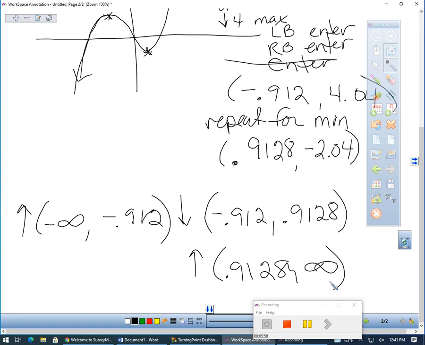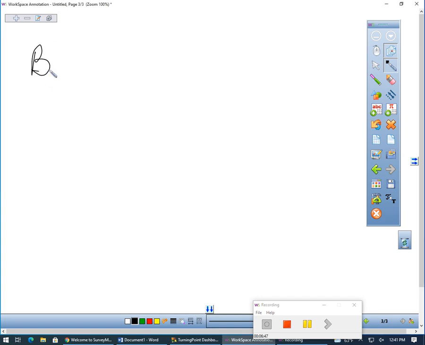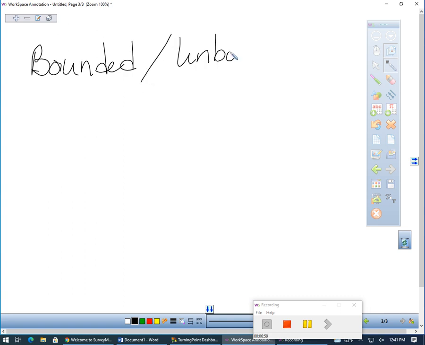Next thing I want to talk about is, do you guys remember what it meant for the function to be bounded, if I could spell? Or unbounded? Kind of. We're talking about a graph, though. Not quite. You guys are all on the right track. No, when we talk about the graph, seriously, it's just looking at the picture.